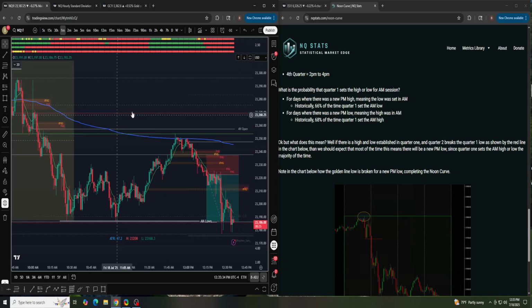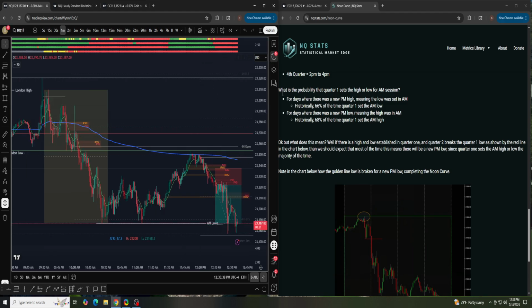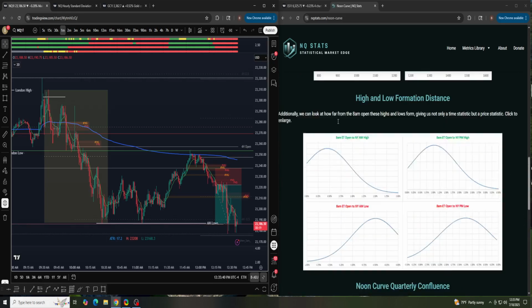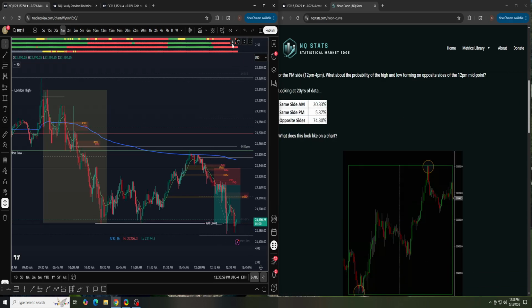But I'm going to draw your attention to this setup right here. So if you look on the right, I like to use the noon curve, one of NQ stats, probable Chris. He does a great job with these probabilities, synthesizing data, basically as a confluence I like to use with the dots and a couple of other things.